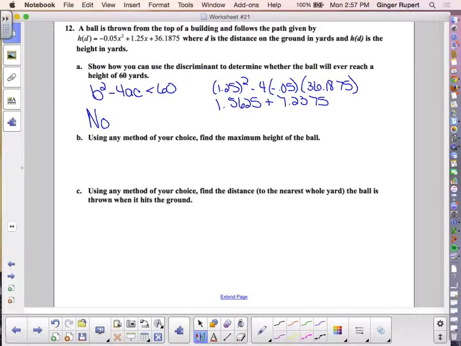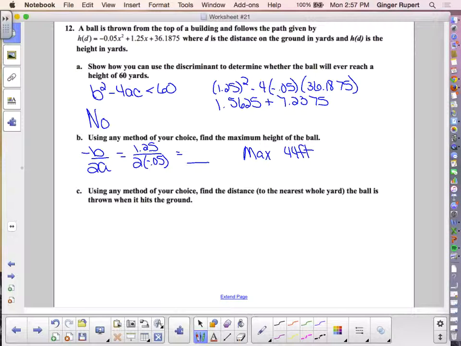It says, using any method of your choice, find the maximum height of the ball. To find the maximum height, I would go with where the vertex is. Minus b over 2a is the distance forward. So minus b is going to be 1.25 over 2a, 2 times minus 0.05. And then when you substitute that value in, you will get a maximum height of 44 feet.